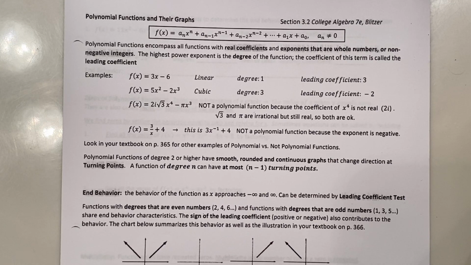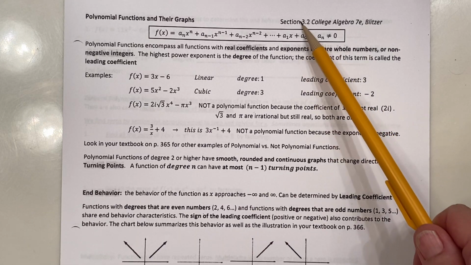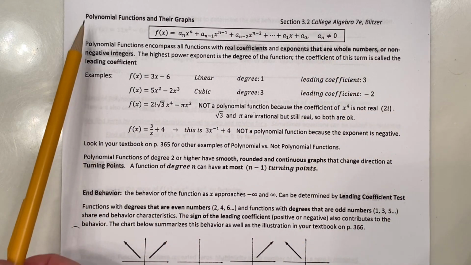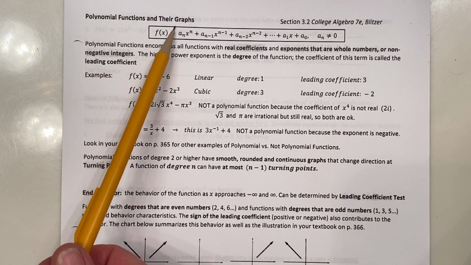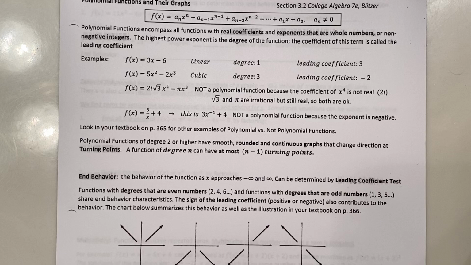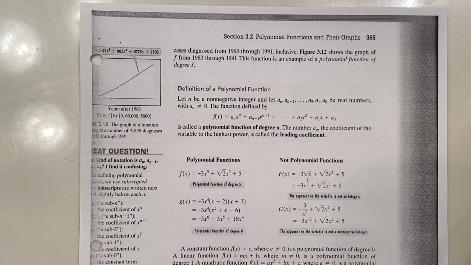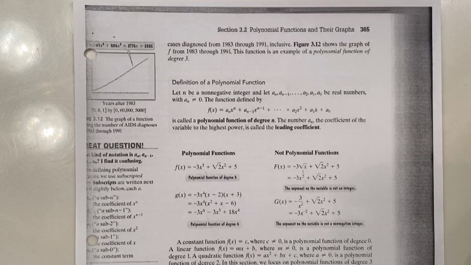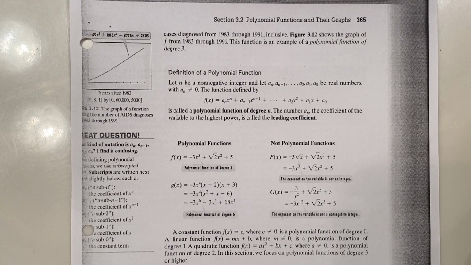In this video lesson, we're going to be looking at content in Chapter 3, Section 2. We're going to be looking at polynomial functions and their graphs. Before we actually get to this page, I've made a copy of page 365 from the textbook. Let's get a little bit of background about polynomial equations and graphs of polynomial equations.